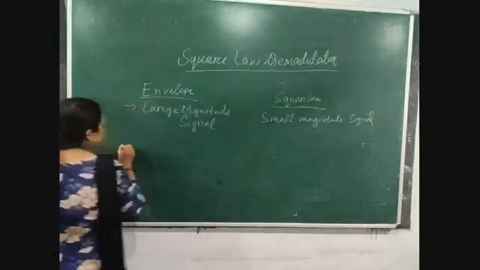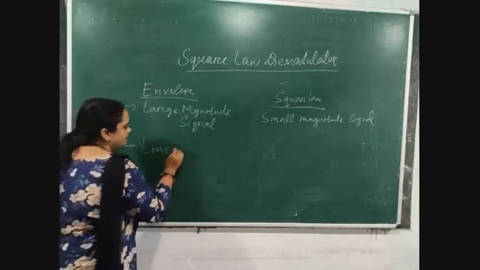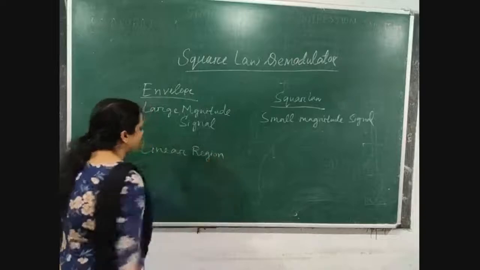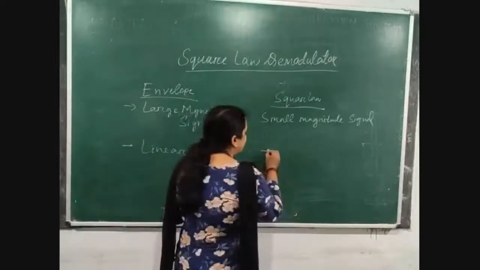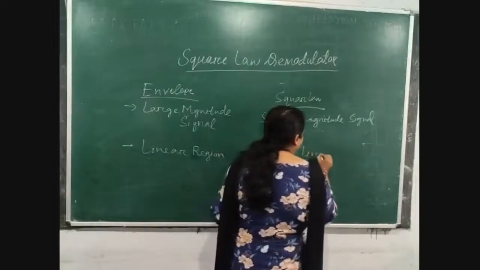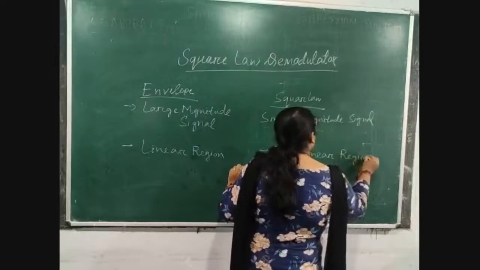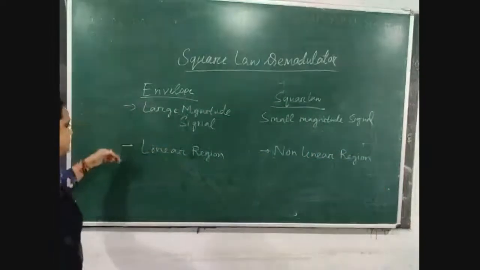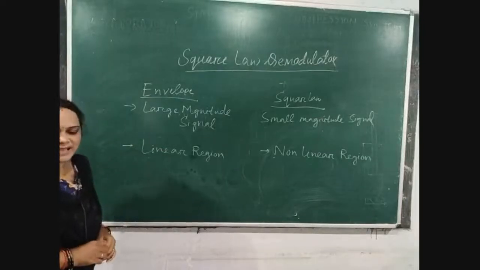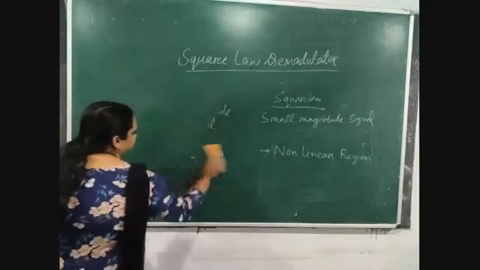Here the operating region is restricted to the linear region of the VI characteristic, and here the operating region is restricted to the non-linear region of the VI characteristic. So these are the two differences between the envelope and square law demodulator. Next we draw the block diagram of the square law demodulator.